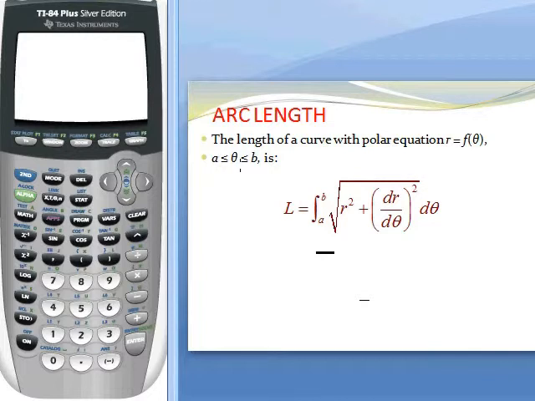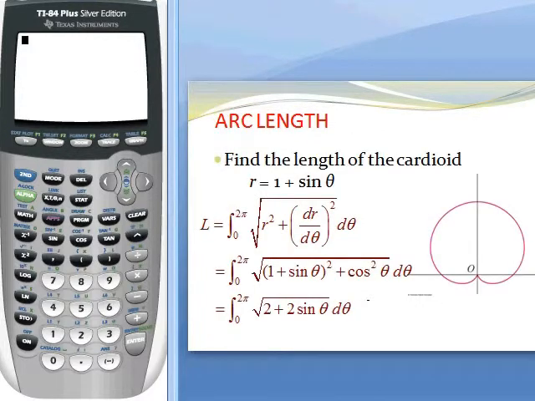So that's fairly easy to remember. If you cannot remember, try to derive it on the spot when somebody asks you. Let's say we are looking for the length of the cardioid, this one, given by r equals 1 plus sine theta. You have to figure these out on your own with tables. It goes from 0 to 2 pi. It's pretty obvious. Here's the formula.